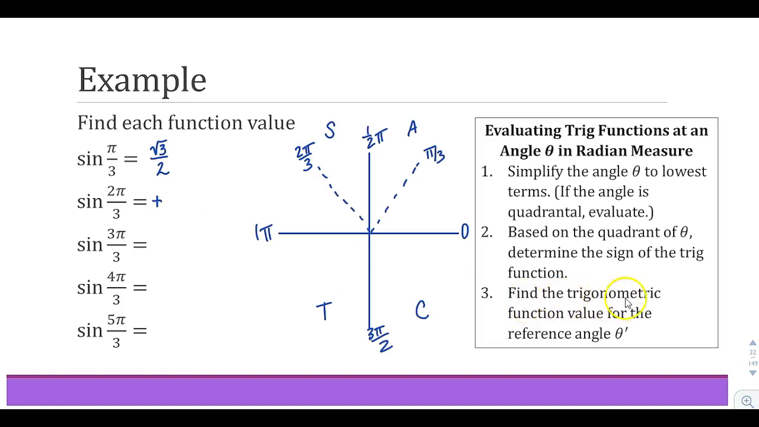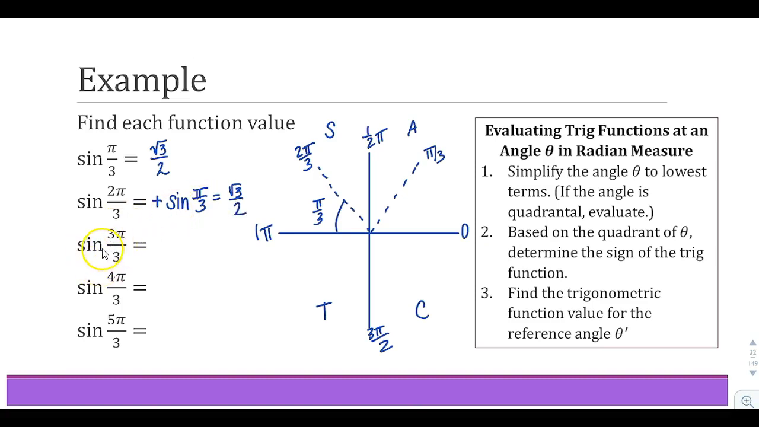And we find the trigonometric function value for the reference angle theta prime instead. So now sine of 2 pi over 3, we know the answer is going to be positive, and it's actually going to be positive sine of the reference angle being pi over 3. So the reference angle for 2 pi over 3 is going to be pi over 3. That is, from the terminal side to the x-axis, the acute angle, as we discussed, pi over 3. Well, sine of pi over 3 would be known. We can see it. It's just radical 3 over 2. So we get positive radical 3 over 2.